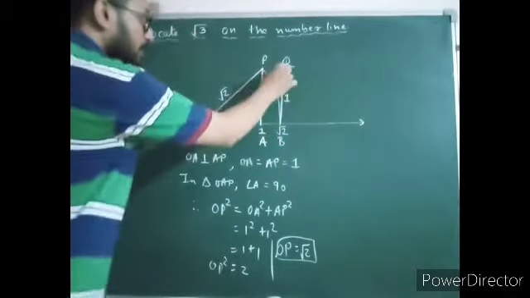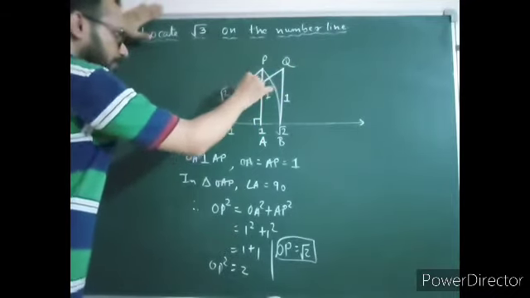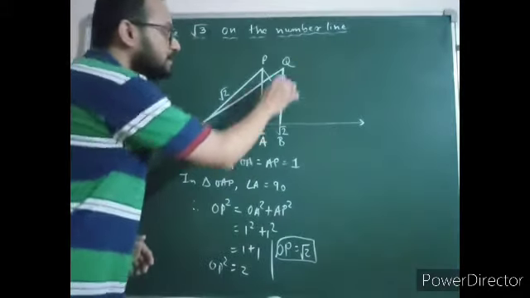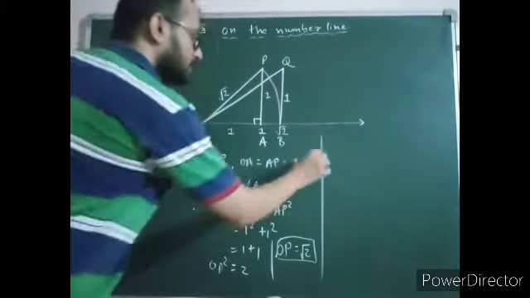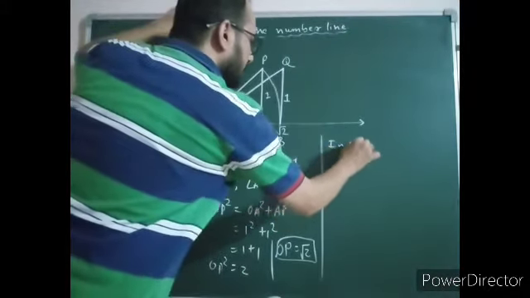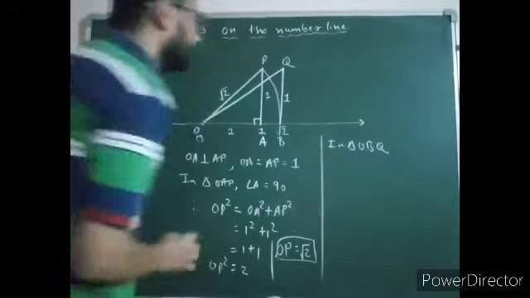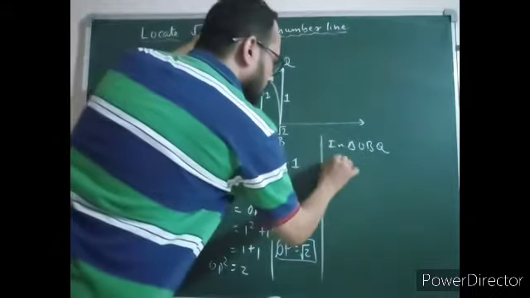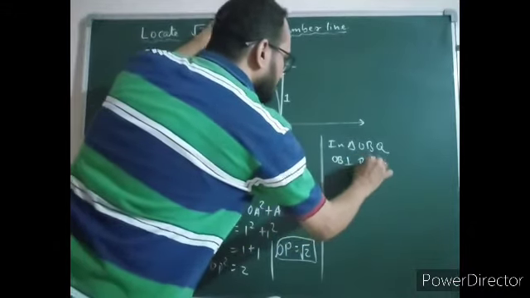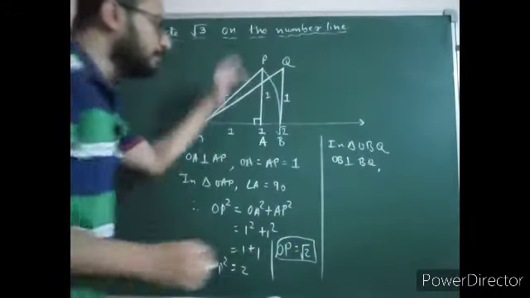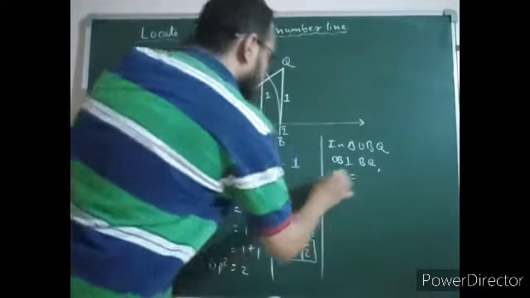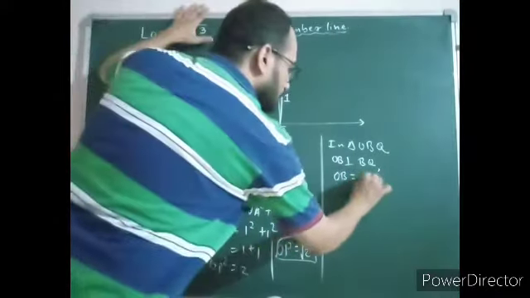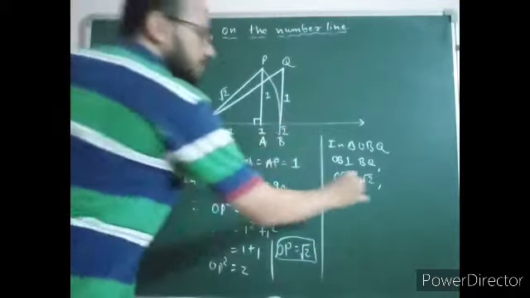Now if we join O to Q, we will get one more triangle, OBQ. Here we can see that in triangle OBQ, OB is perpendicular to BQ. The length of OB, the O to B distance, is root 2. So it is root 2 and BQ is 1 unit.